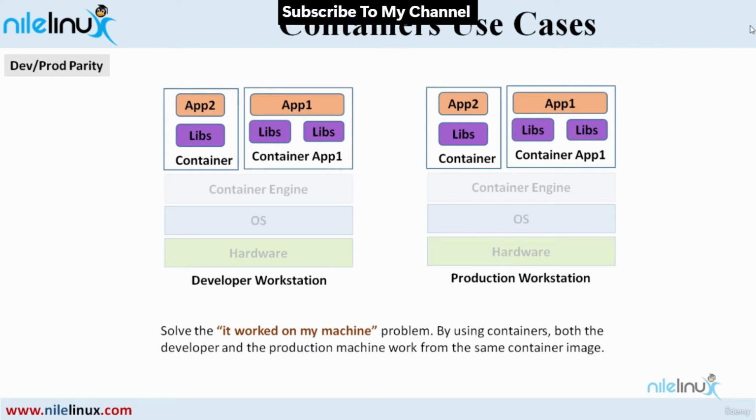Also, it doesn't matter what libraries they actually have installed on their underlying base operating system, because in the container image we have our application and the prerequisites needed to make that application work properly. So everything is going to be accurate, and again, since we are using the same container image in the dev and the prod environment, then there will not be any disparity.